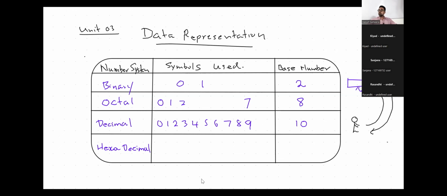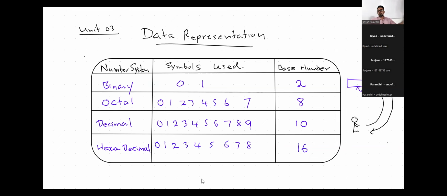In the decimal number system, the total number of symbols is 10, and that is why the last number is 9, because we are starting from 0. In hexadecimal, there should be a total of 16 symbols. Then we should start from 0, 1, 2, 3, 4, 5, 6, 7, 8, 9.